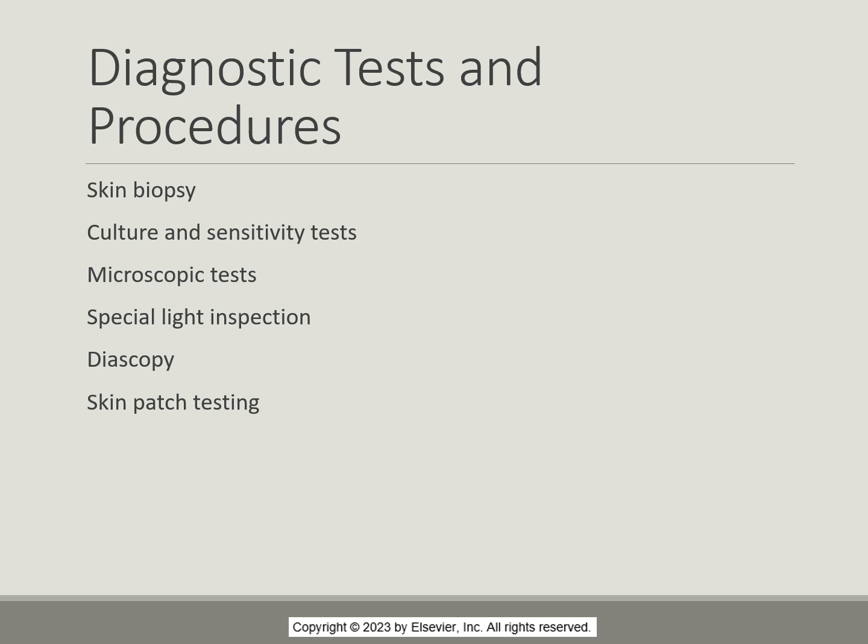Seborrheic keratoses are common in older adults. They can appear as a wart-like, greasy lesion on the trunk, arms, scalp, and sometimes the face. They are not a cause for concern.